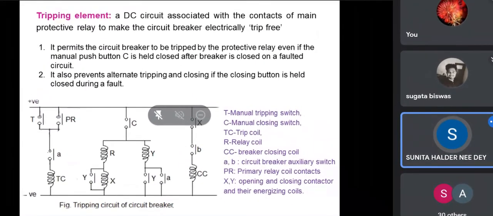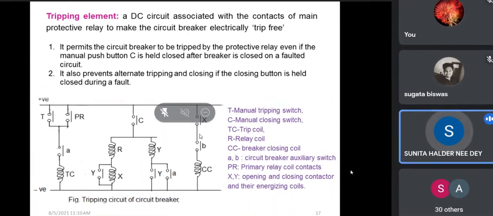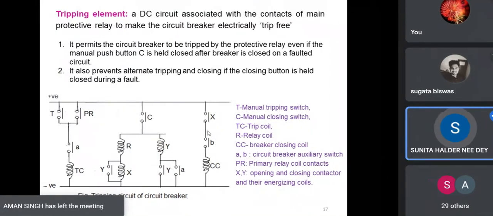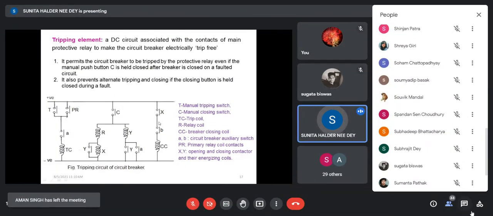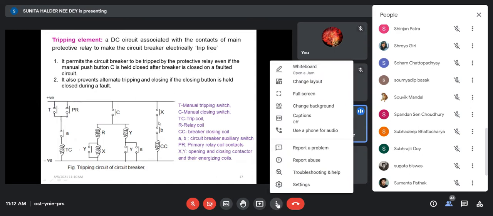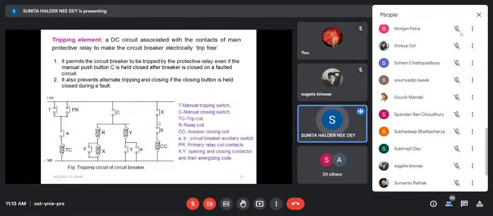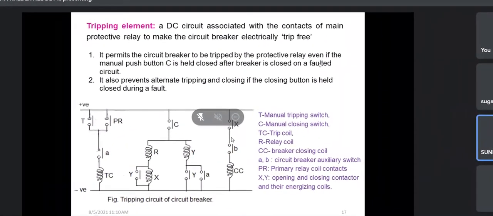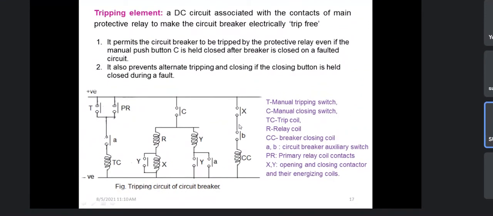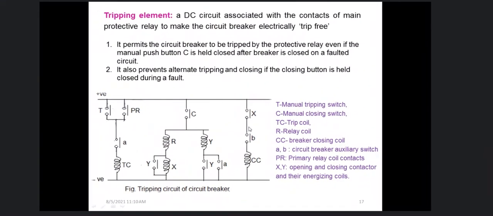So that means the scheme will supply a DC voltage to the trip coil or the closing coil. A circuit breaker has two coils, the trip coil and the closing coil. The trip coil will move the moving contact of the circuit breaker towards the open condition, and the closing coil will energize the motor circuit in such a way that it will move the moving contact of the circuit breaker towards the closed condition. So the trip coil is used to open the circuit breaker, and the closing coil is used to close it.